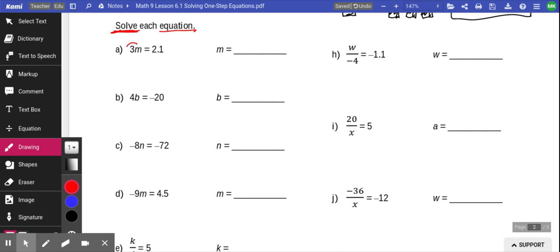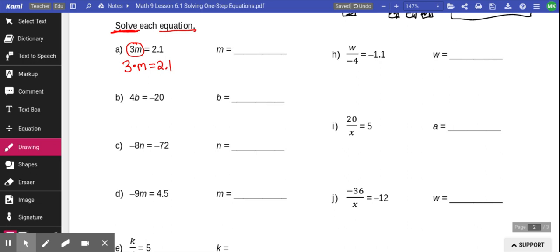I can't get M by itself right now because there's a 3 next to it. Just a reminder that if there's no symbol in between the variable and the coefficient, that is multiplication. So that is really 3 times M equals 2.1. I know we've talked about that lots, but it's important that we remember that if there's nothing in between a number and a letter, it's multiplication.